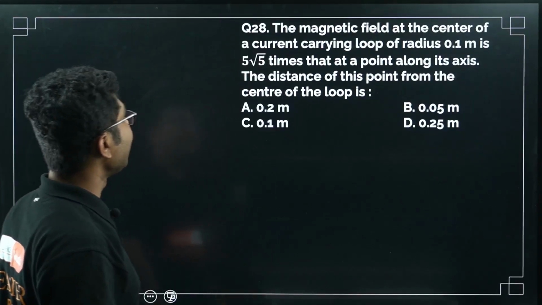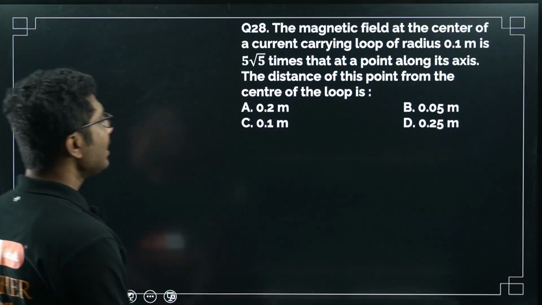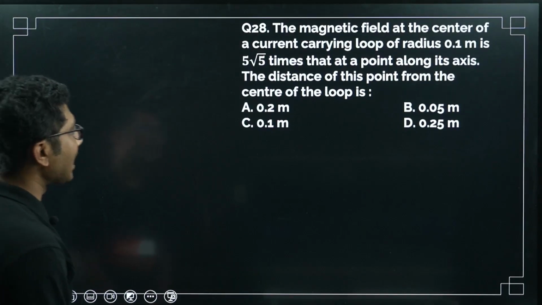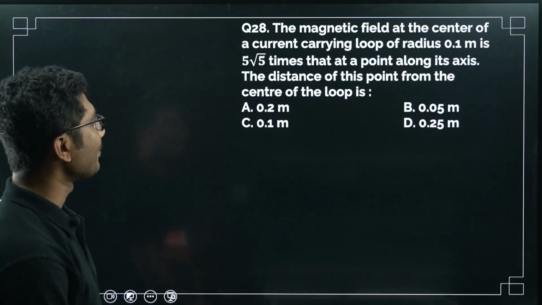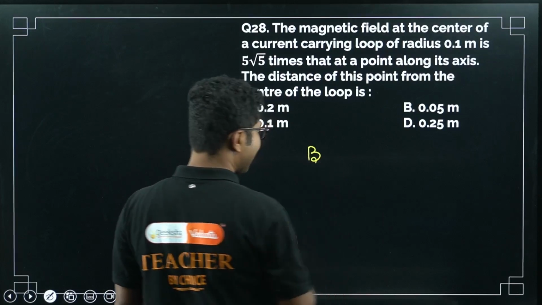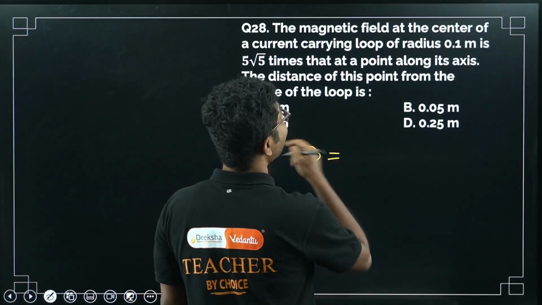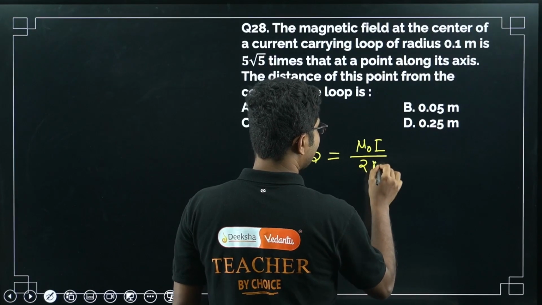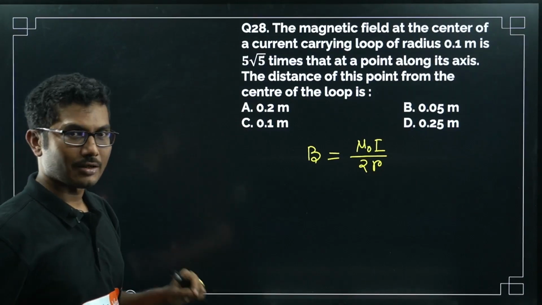Now question number 28, the magnetic field at the center of a current carrying loop of radius 0.1 meter is 5√5 times that at a point along its axis. The distance of this point from the center of the loop is. So if you remember, we have already calculated the magnetic field at the center of a current carrying loop. So what is that? It is mu naught I by 2r, right?